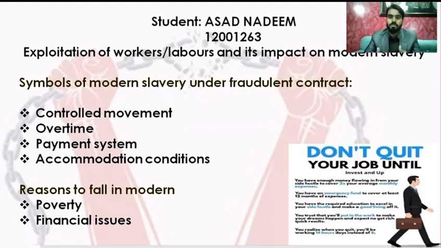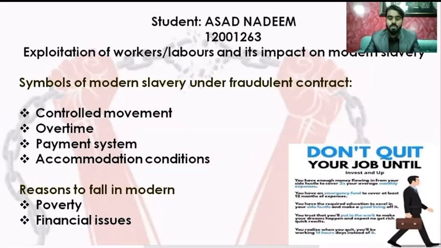I'm going to proceed with my part of the presentation, that is, exploitation of workers and its impact on modern slavery. Now, what is modern slavery? Modern slavery is taking an unfair advantage of any labor who are bound under certain fraudulent contracts. Now, there are some symbols of modern slavery under fraudulent contracts.